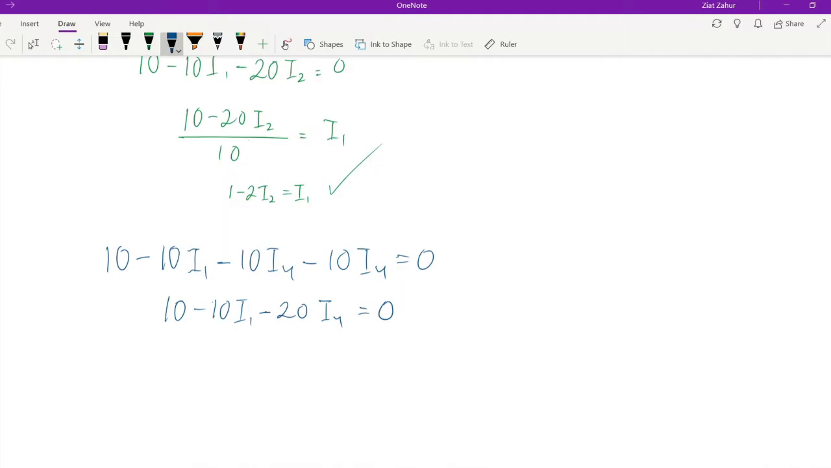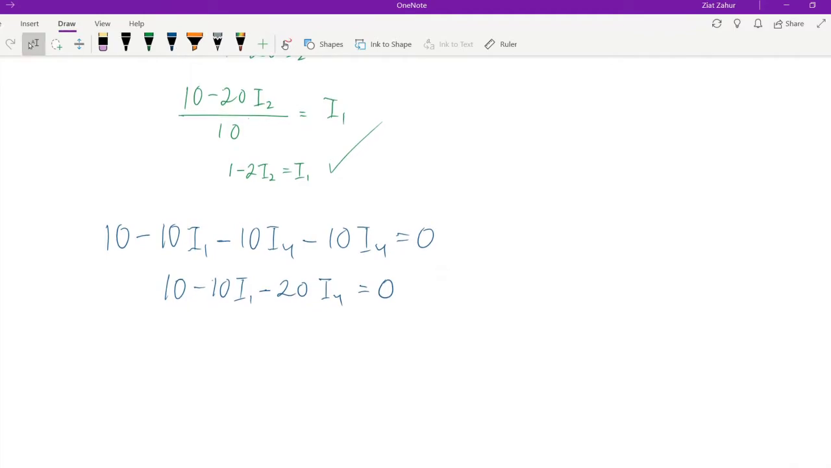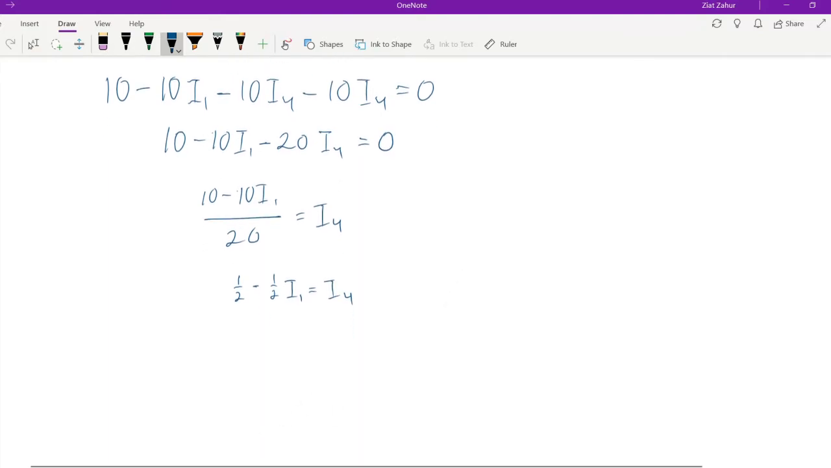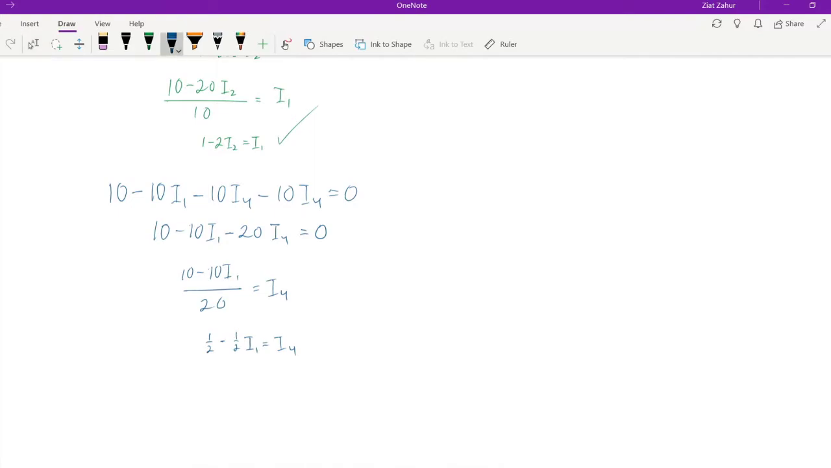Okay, let's just solve for I4 here. I get 10 minus 10 I1 over 20 equals I4. Simplifying it down gives us 1/2 minus 1/2 I1 equals I4. Okay, we already know what I1 is. I1 is 1 minus 2 I2.